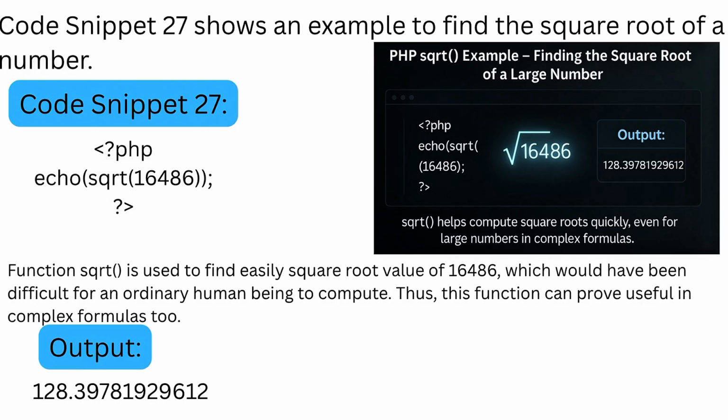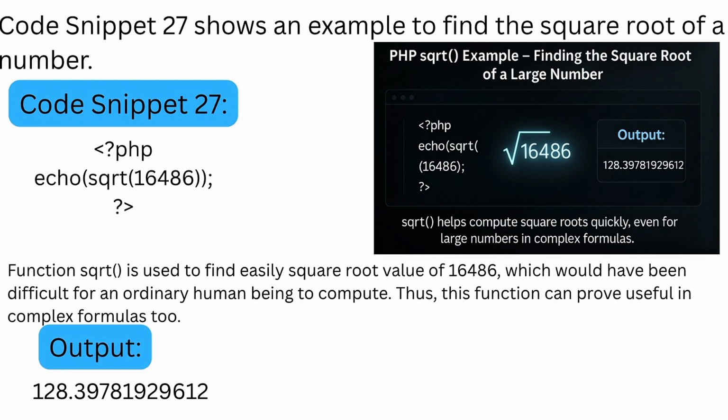In this code snippet, the PHP function sqrt is used to calculate the square root of 16,486. Open PHP tag. Echo, open bracket, sqrt, open parenthesis, 16,486, close parenthesis, semicolon, and then close PHP tag. When this code runs, the sqrt function takes the number 16,486 and quickly calculates its square root. The result of this calculation is approximately 128.39781929612. The image shows this process clearly.